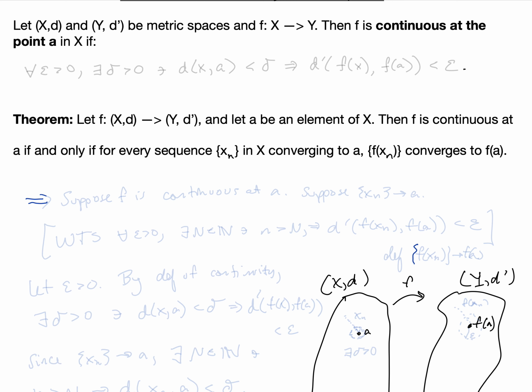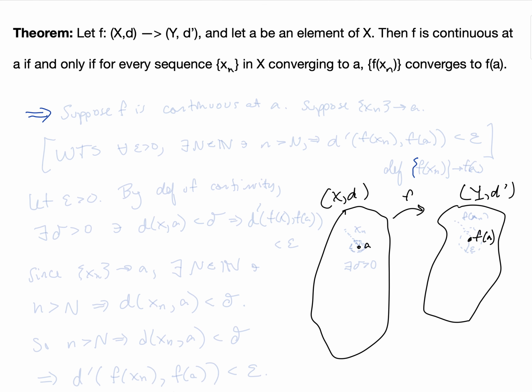Let's start in the forward direction, and for this we're going to just do a direct proof. So let's suppose that f is continuous at A. And let's also suppose that we have some sequence x sub n that converges to A. Now we want to show that f of x sub n converges to f of A.